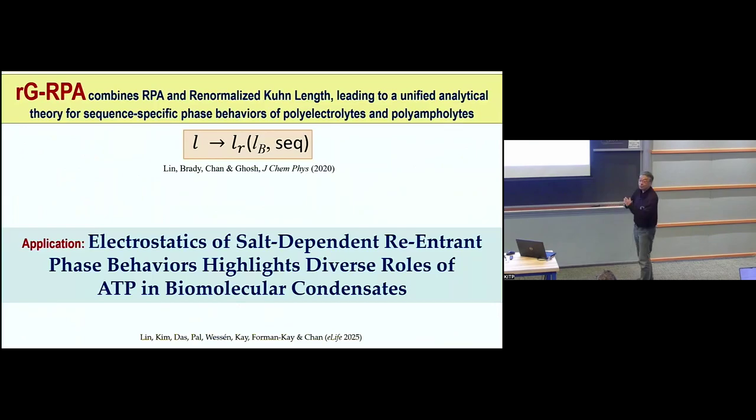RG-RPA is just a synthesis between this approach of renormalized Kuhn length and the conventional RPA approach. Basically, we replace the Coulomb length with a renormalized Coulomb length, which is a function of the electrostatic interaction, the Bjerrum length, the medium, and the sequence. So I'll tell you a bit about this application to understand the electrostatic interaction in the salt-dependent reentrant phase separation of the system Caprin-1.